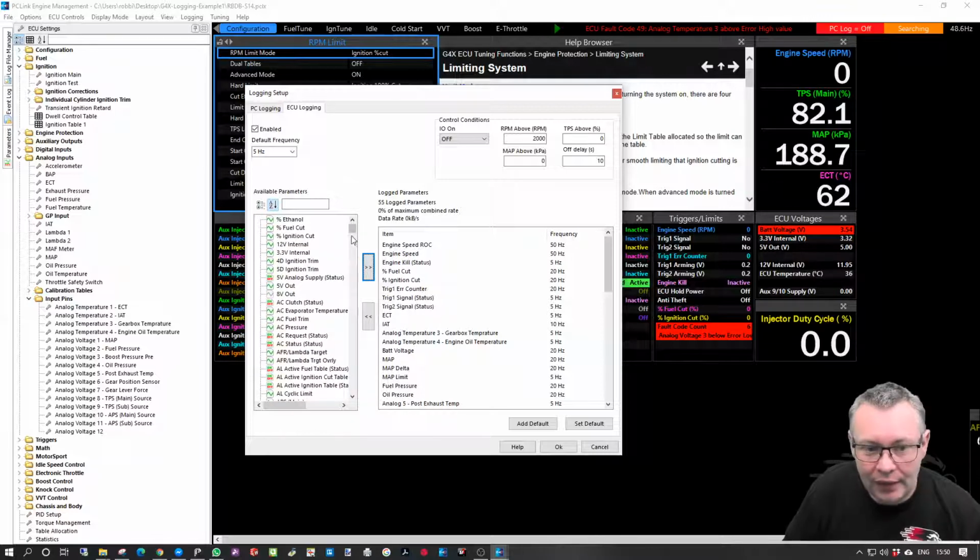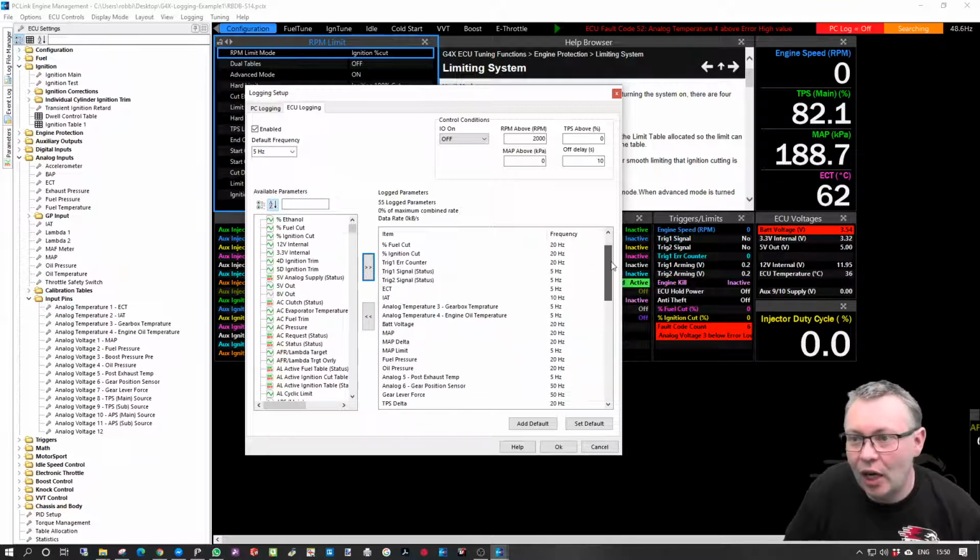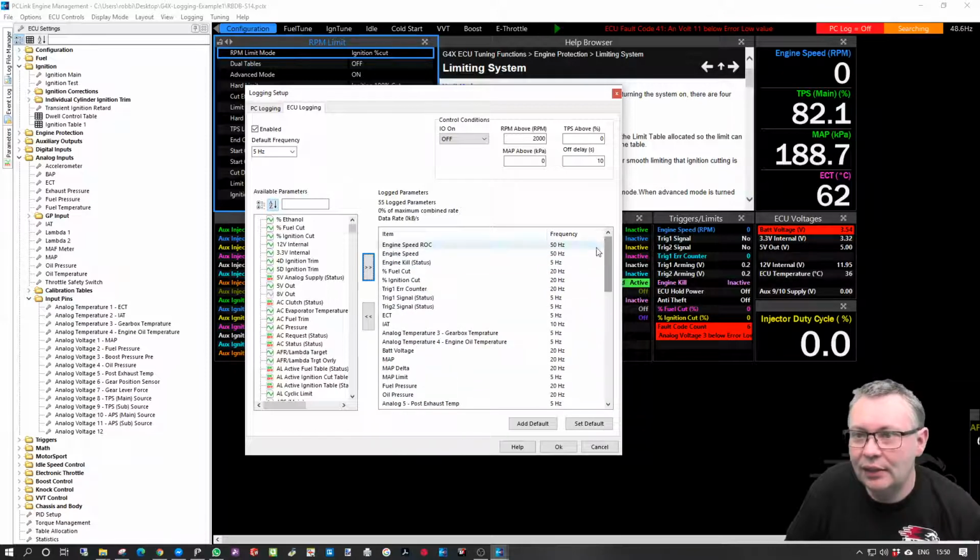So basically we now have a good setup of sensors and functions that they can do. There are a few other little things that you might want to log.